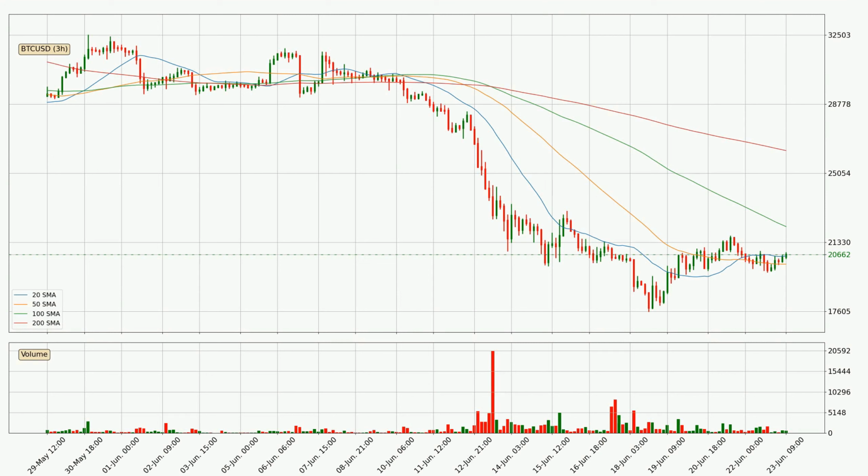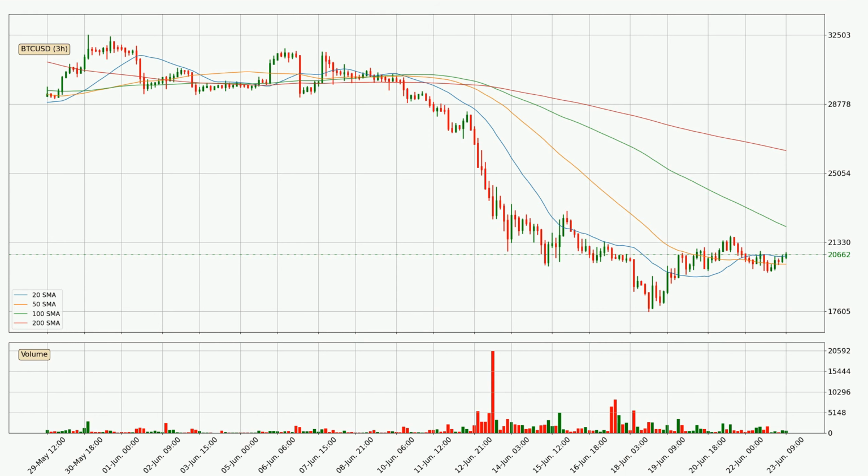Jumping to the 3-hourly simple moving averages, at the moment, the price is between the 50 and the 100 SMA. If the price bounces off the 50 SMA, which is currently at 20,150, it could be seen as a support, and the 100 SMA, that is at 22,177, could be perceived as a resistance to the upside. If there were to be a break either way, it means that there could be a continuous move in that direction.